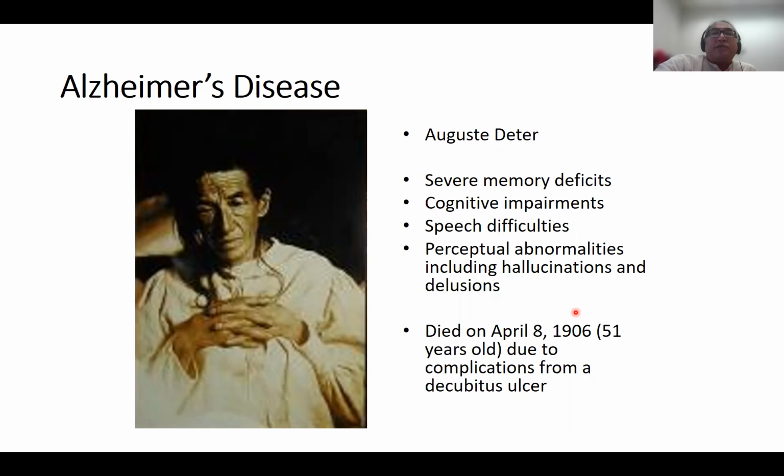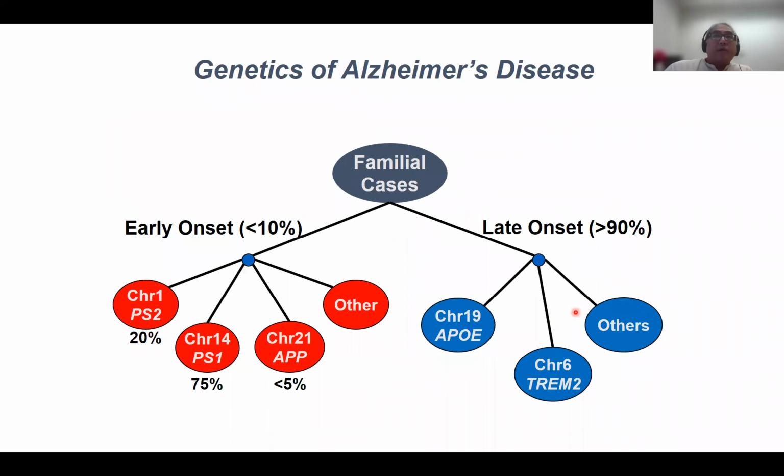And interestingly, she died when she was 51 years old, which is relatively early. Early onset Alzheimer's disease is defined as somebody who develops the disease before the age of 65. So she had early onset Alzheimer's disease, and years later, they were able to find her materials, and they found that she actually had a mutation in a gene called presenilin 1.